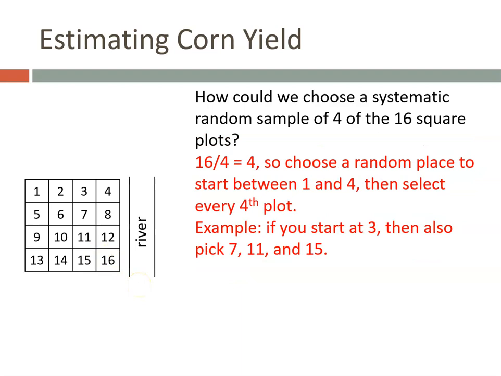Last but not least, how could we do a systematic random sample of 4 of the 16 square plots? So 16 divided by 4 is 4. You're going to choose a random place to start between 1 and 4, and then you're going to select every 4th plot. So for example, if you started at 3, then you would also have 7, because 1, 2, 3, 4 gets you to 7, 1, 2, 3, 4 gets you to 11, and 15. This would be one of those examples where it's not good to use systematic because all of those are in the exact same proximity to the river and so aren't a very good representation of your whole population.